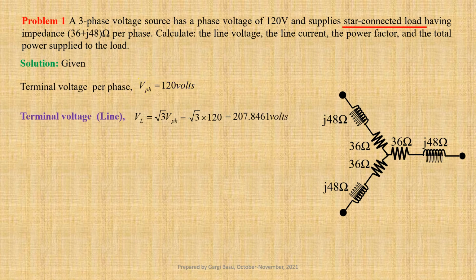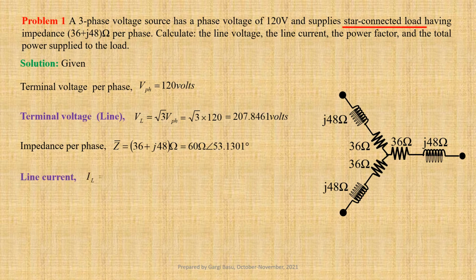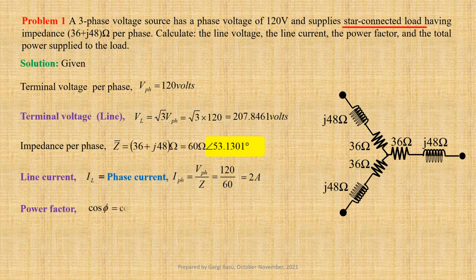207.8461 volts. Impedance per phase Z equals 36 plus j48 ohm. This may be written in polar form as 60 ohm at an angle 53.1301 degree. For star connected load, line current IL equals phase current I phase, that is equal to V phase divided by Z. Using values we get 120 divided by 60, that gives us 2 ampere. Power factor of the load cos phi equals cos of 53.1301 degree, that is equal to 0.6 lagging.